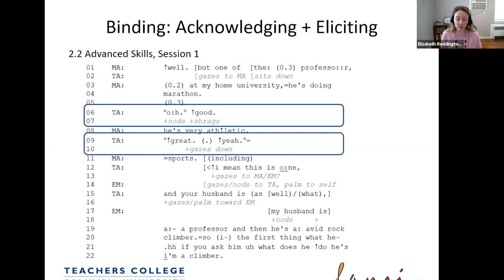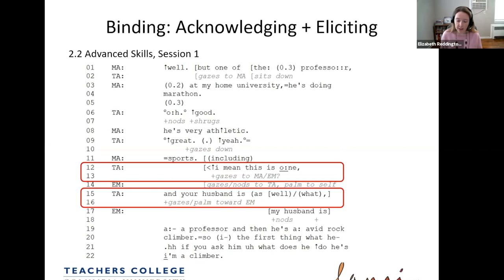In line 12, the teacher then launches a new turn in overlap with Maya. And although she is here reclaiming the floor, she still refers to what Maya has just shared with the group. This one begins to frame Maya's contribution as one of several possible counterexamples. Now, at the same time, another student, Emma, has bid nonverbally for the floor. You can see that in line 14.